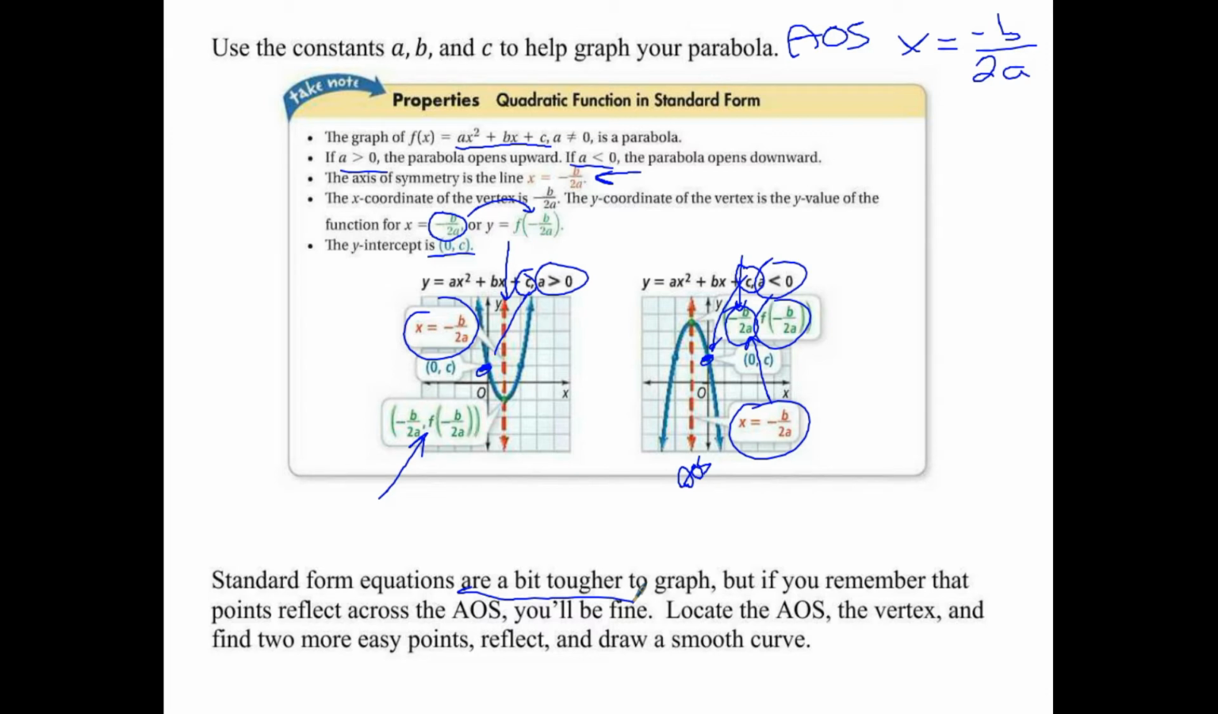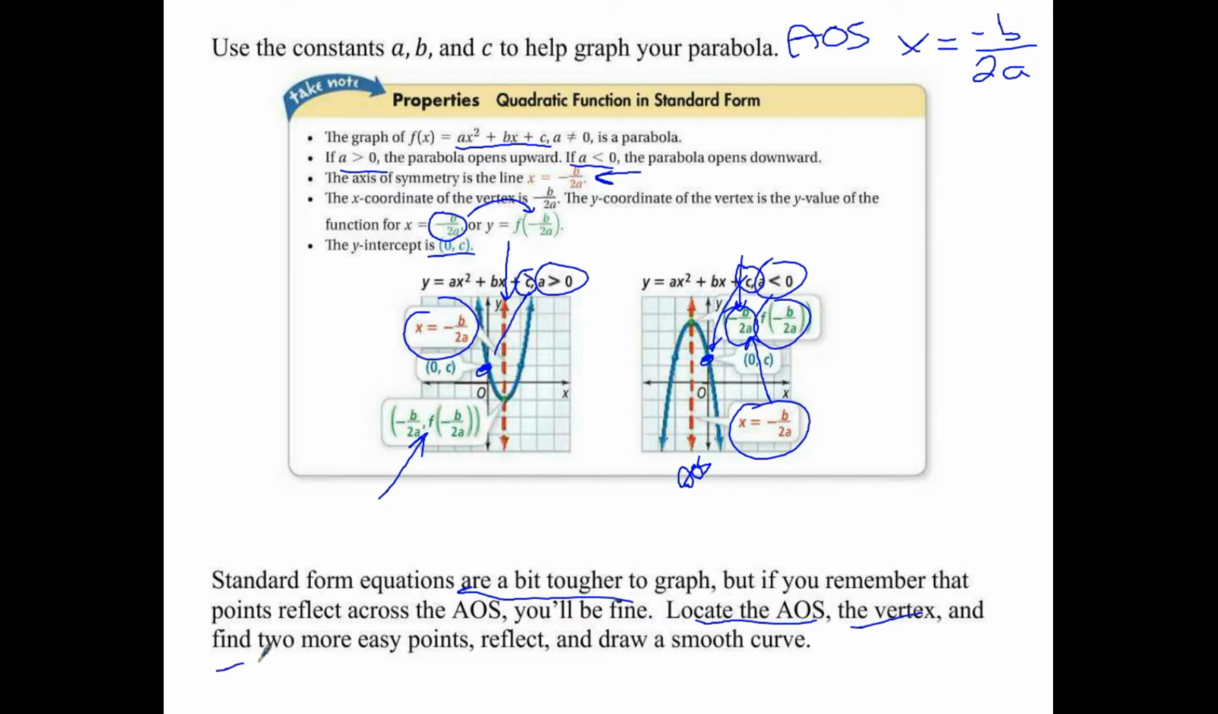If you remember that points reflect across the axis of symmetry like we were doing in section 1, then it does simplify the math quite a bit. We're going to be just fine. Locate the axis of symmetry first by doing x equals negative b over 2a. Then find the vertex. You absolutely have to find the vertex no matter what.